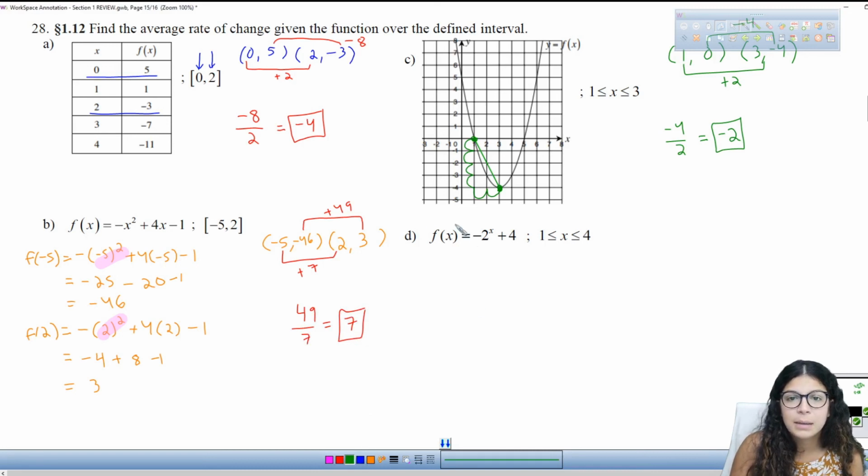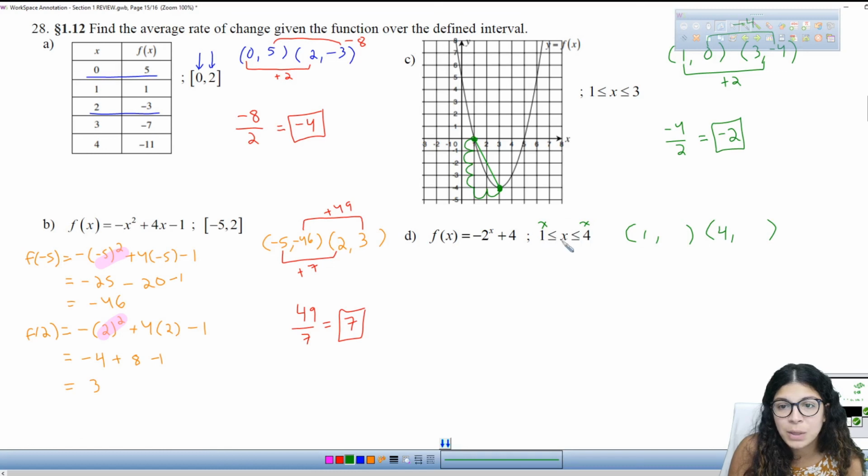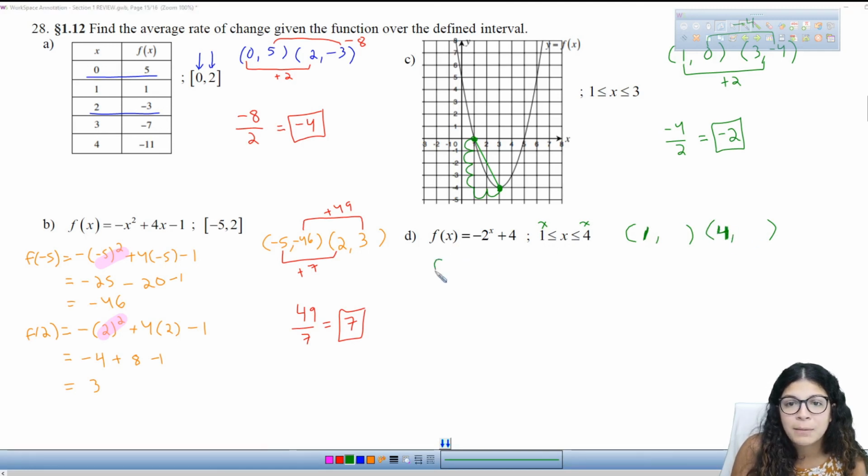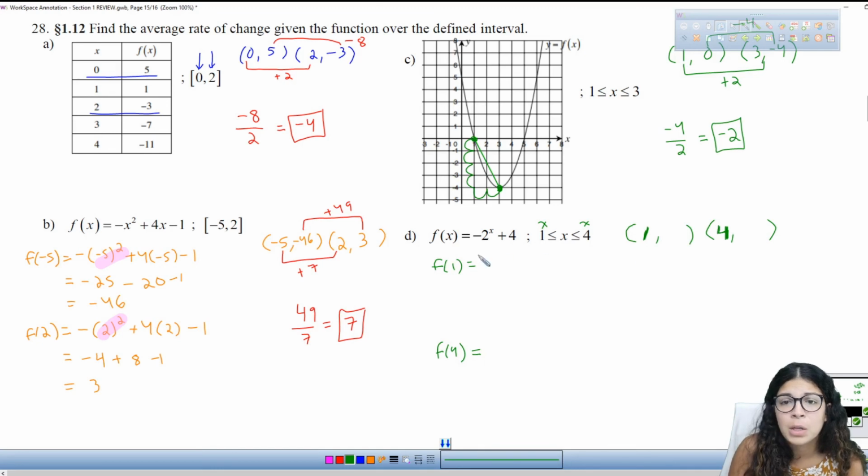And then lastly, part D, okay, this interval is starting at 1 and ending at 4. So remember, both of those are x values, okay? X is between 1 and 4. So we have x value 1, x value 4. We need to find that y value, okay? So I'm going to find f of 1, and then I need to find f of 4 as well, okay? The order that you actually find these doesn't matter, but you do need to find both so you can plug in the outputs.